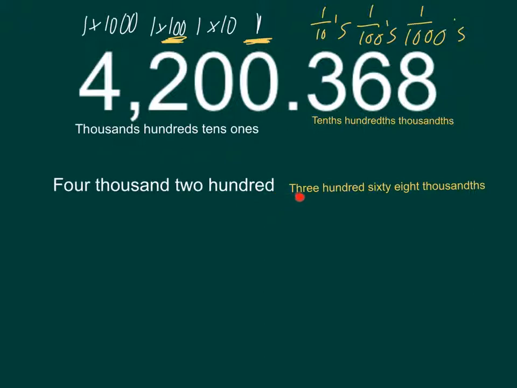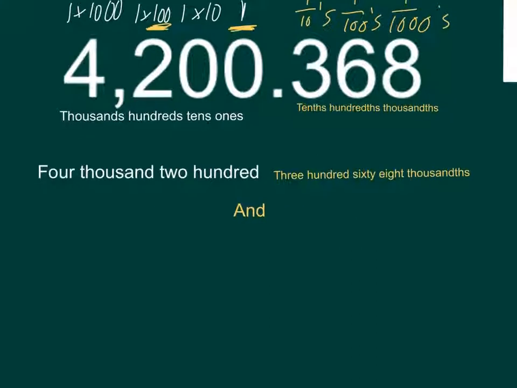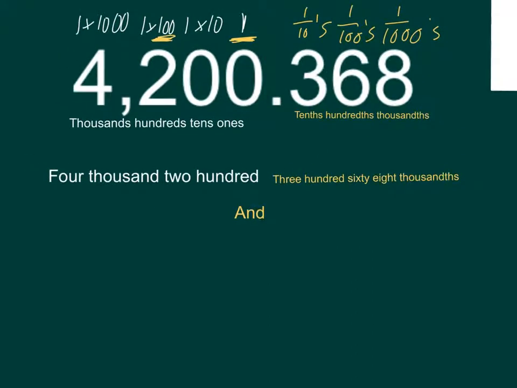4,200, there's something missing there. 4,200, 368 thousandths. No, that's not how we say that. We are missing the decimal point. And when we write that in words, we write the word and. So I've got the word and I really need to put it in there. So I'm going to move that. That represents my decimal point. Now I can read my number. 4,200 and 368 thousandths. There's my whole number part, and there's my decimal part.